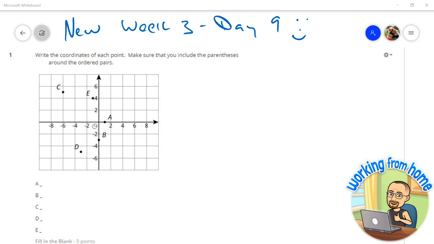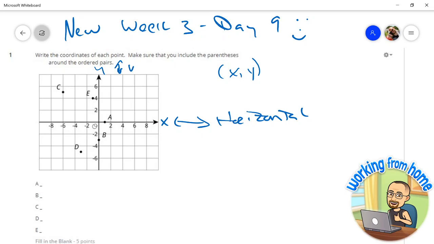Number 1, so part of the warm-up was write the coordinates of each point. Make sure you include the parentheses around the ordered pairs. Okay, so remember, the ordered pairs are x and y. This is x, this is y. X is the horizontal, y is the vertical.